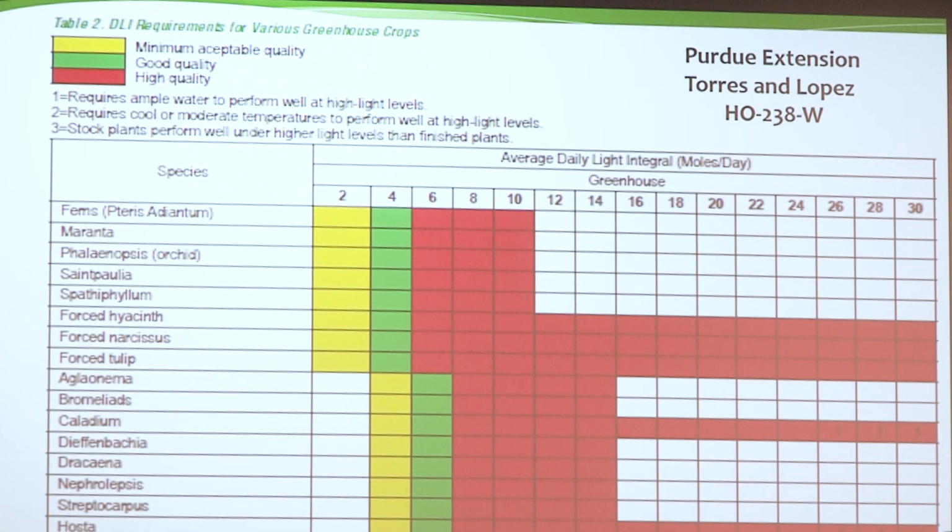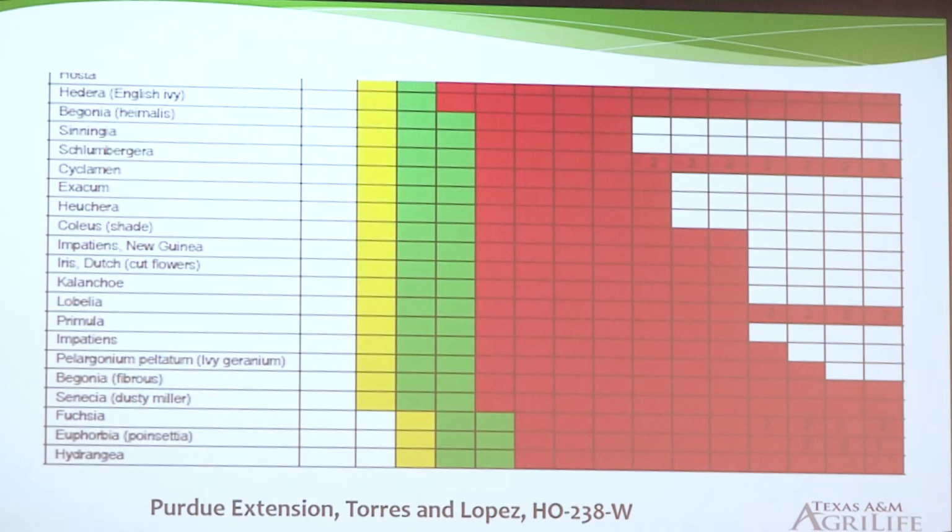This is another table provided by Purdue Extension. Lopez is the PI who was at Purdue University and produced these articles, and he's now at Michigan State University. In the table, yellow means minimal acceptable quality, green is good quality, and red is high quality. And these are all ornamental plants, so I will not go through these one by one.